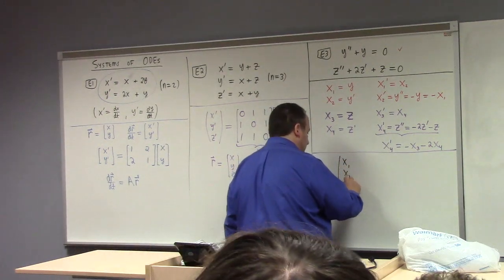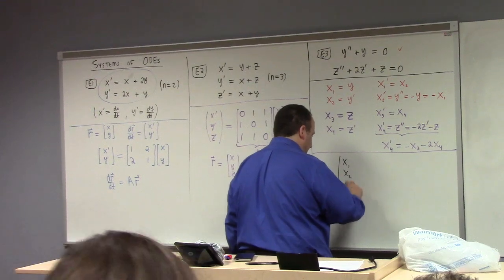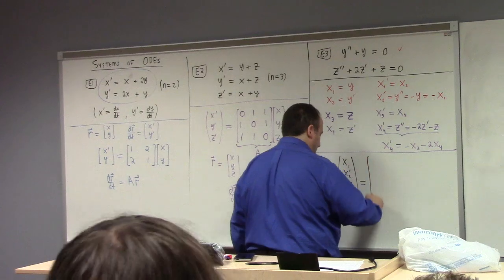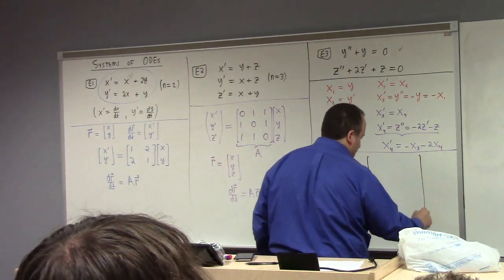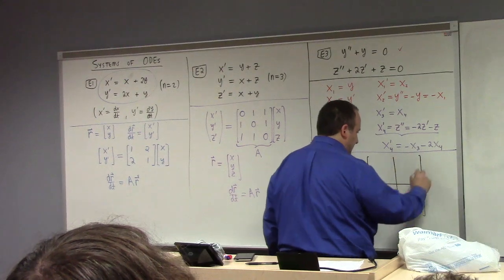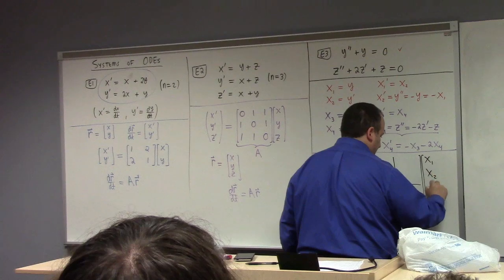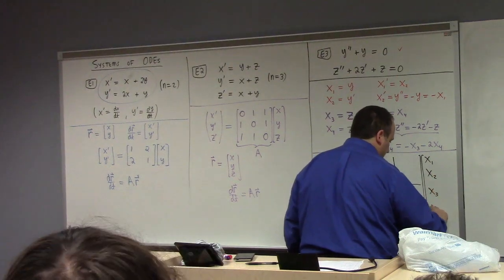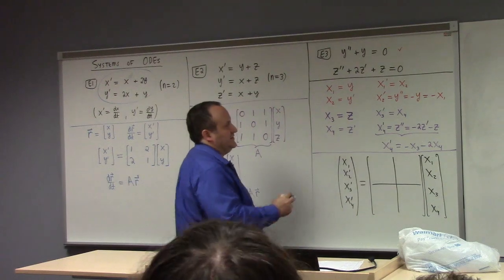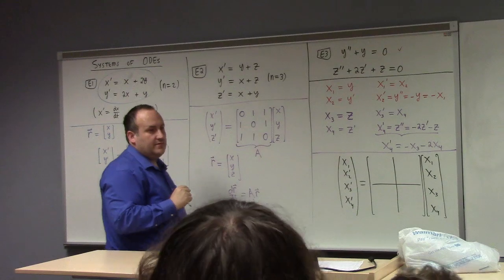x1, x2, x3, x4. I'll put them in order. Prime, prime, prime, equal to what? And I like to put kind of dividers in when they're big, just to keep myself straight. So let's look at the first one. x1 prime is equal to x2. What's that do for me?